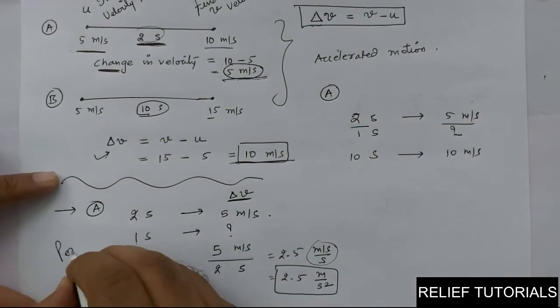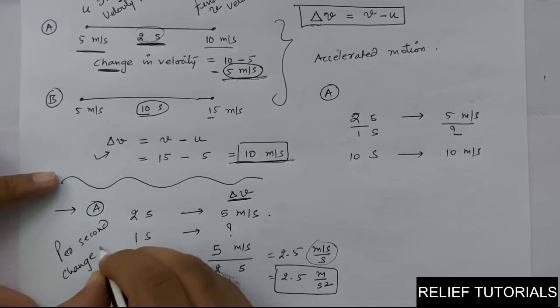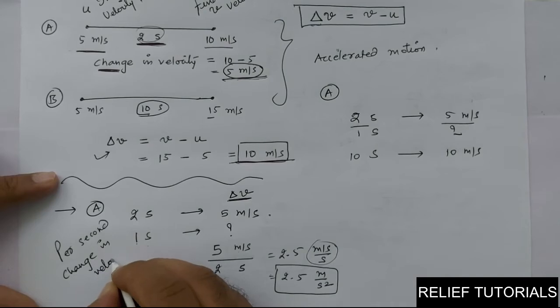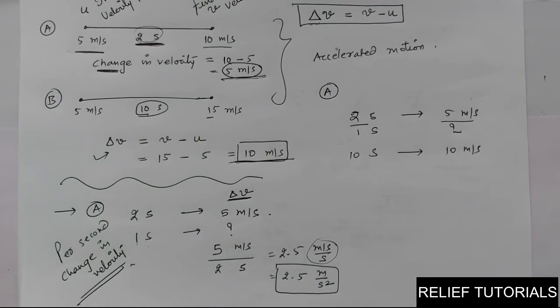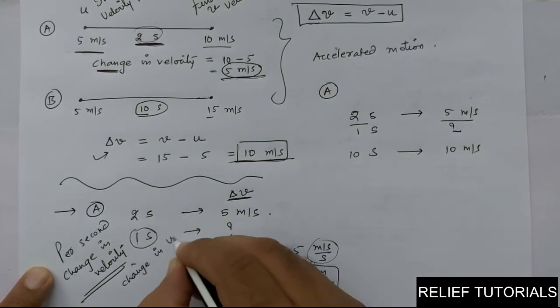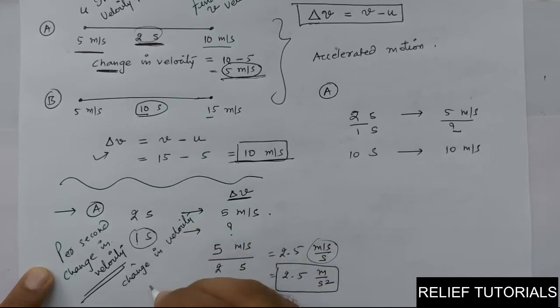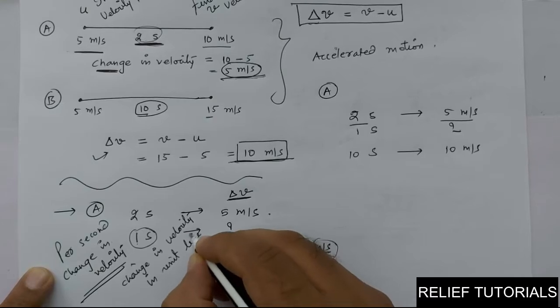What I am saying is, per second change in velocity is what we have found here. Look at what we have found. Per second change in velocity, in the language of physics, is also called change in velocity in unit time.